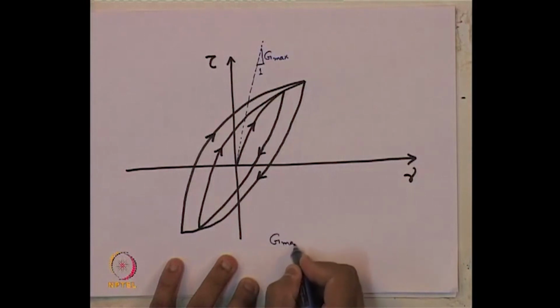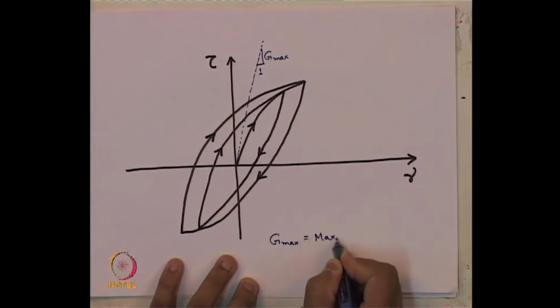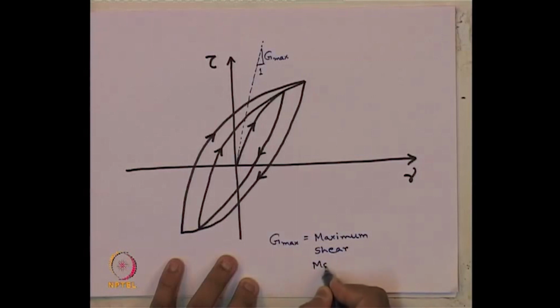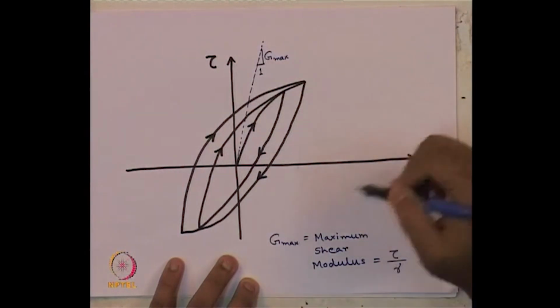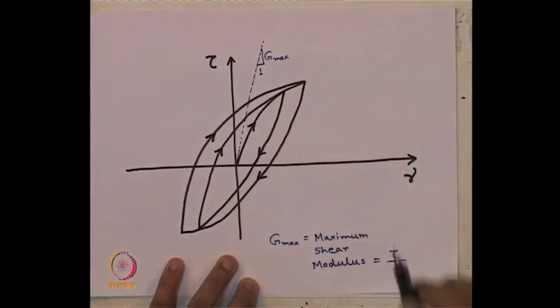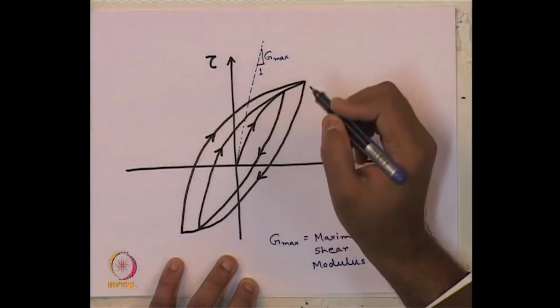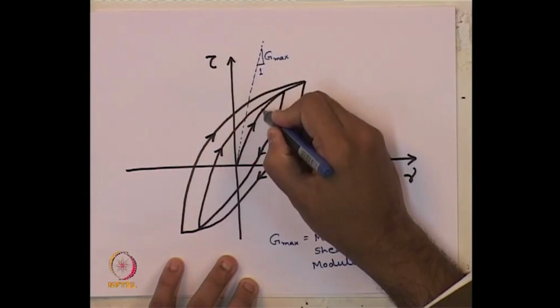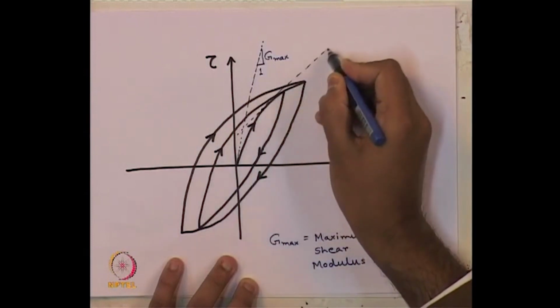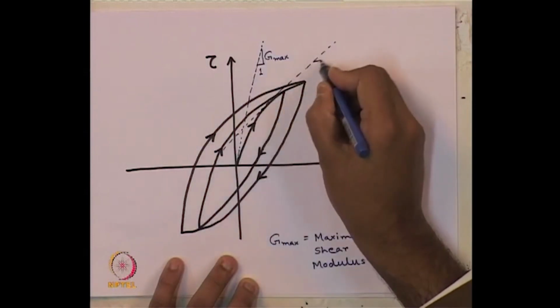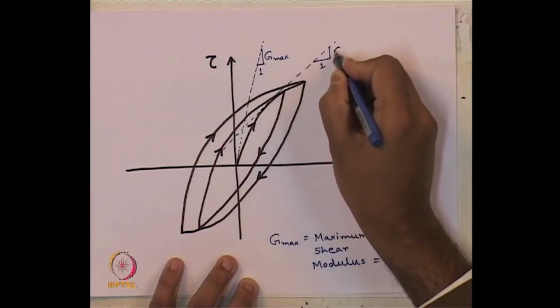G max is called maximum shear modulus, which is nothing but the slope of the curve, that is tau by gamma at a very low strain level. Fine. Now, if we take any other point, suppose this point, and draw a tangent at this point, we will then get another value of G.